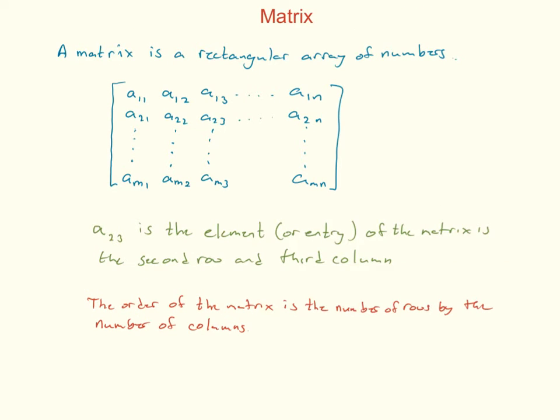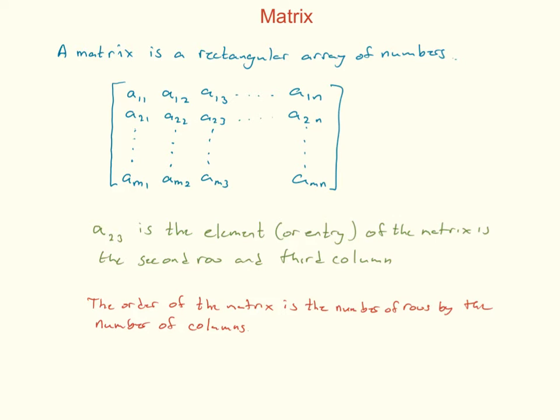Now, the first thing we need to do is really go through and define what a matrix is. A matrix is a rectangular array of numbers. So you're going to see brackets, and then you're going to see different entries or elements in the matrix. All these you'll see: A sub 1,1, A sub 1,2, A sub 2,3, and so forth. All of those are elements of the matrix.